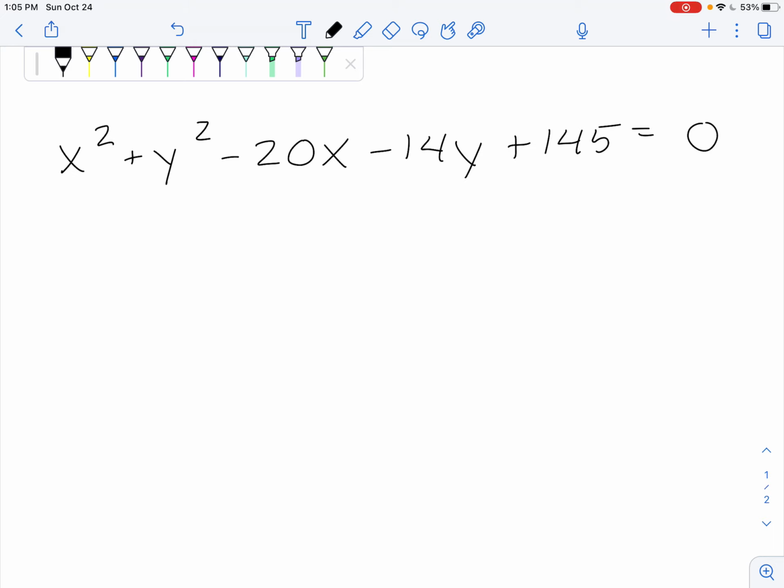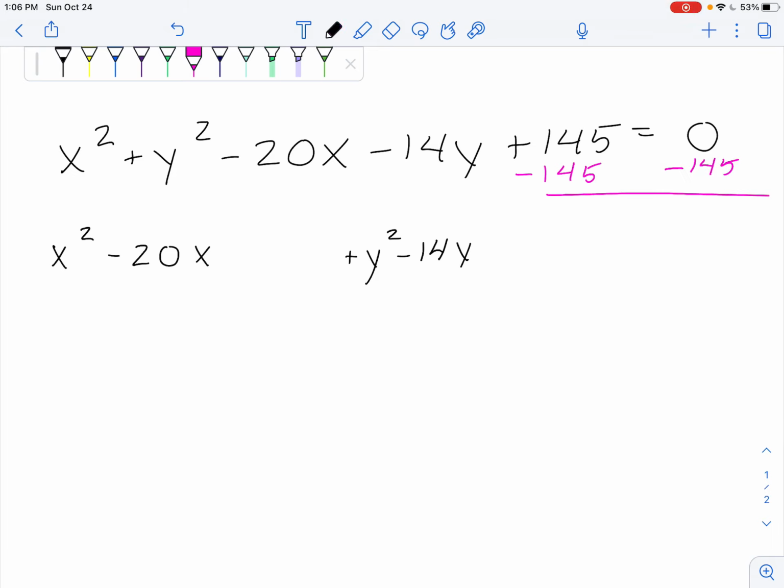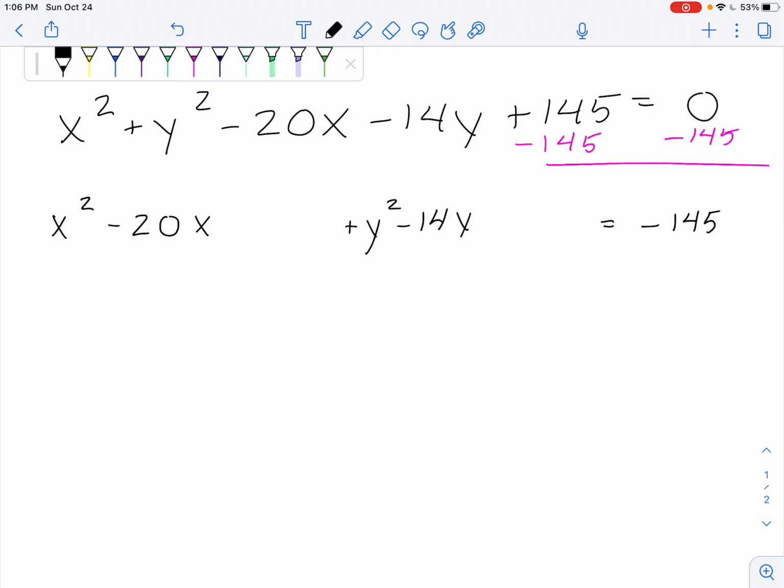Okay, so what I like to do for these is arrange my x terms together and then my y terms together. And I'm going to automatically go ahead and subtract this number over to the other side. So this is going to equal negative 145. Okay, so then what we want to do is just like our normal completing the square process, we're now going to do that twice.